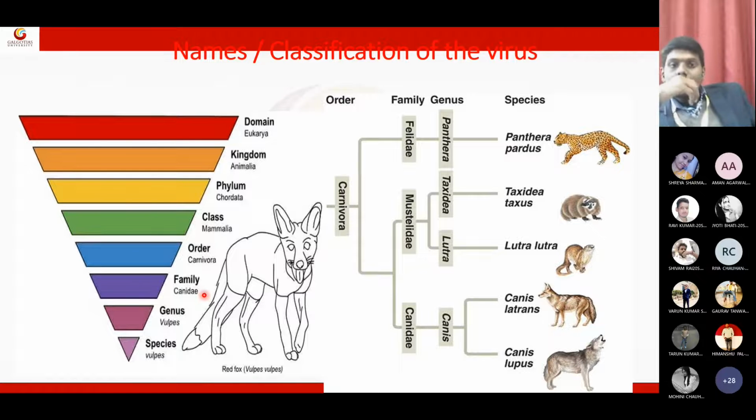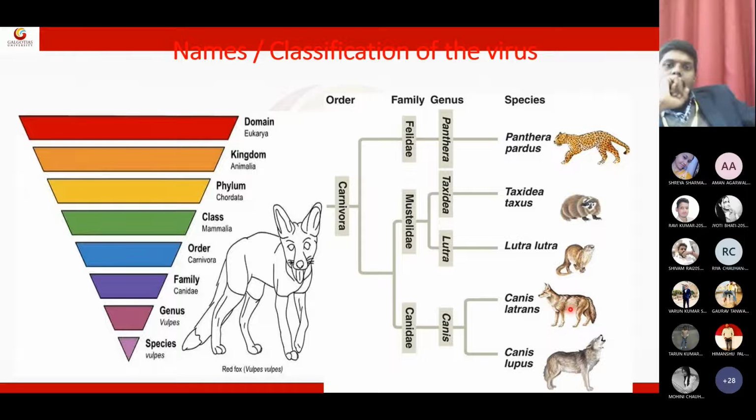Why I'm telling family is important, because at least if we know the family of this virus, we are able to understand that whoever is present in this family will have similar characters. All canine family will have four legs. They will have sharp ears. They will have very sharp teeth. Usually they will be carnivorous. That means their primary diet is meat. Even though we don't know the individual animal, we can still predict its behavior, its characteristics, its habitat, its lifestyle, just by knowing its family.